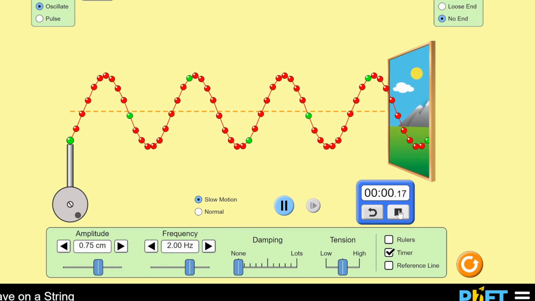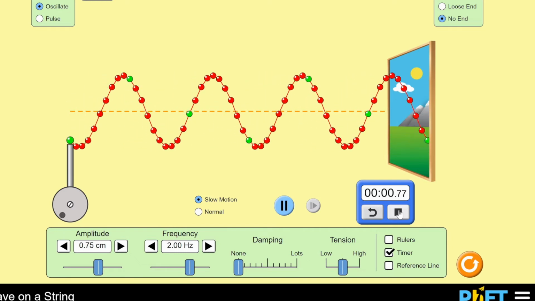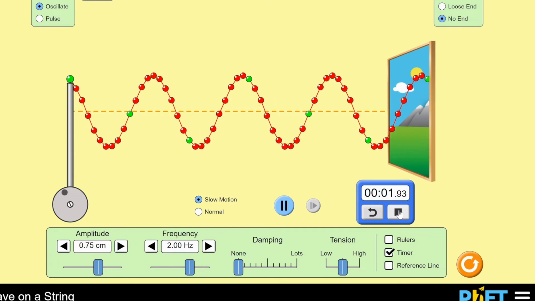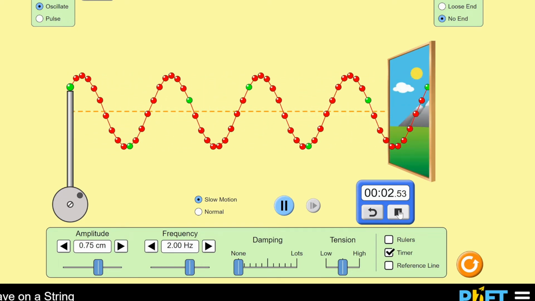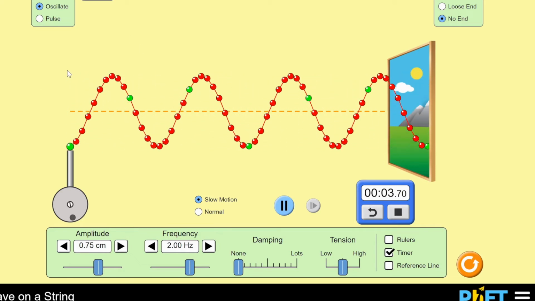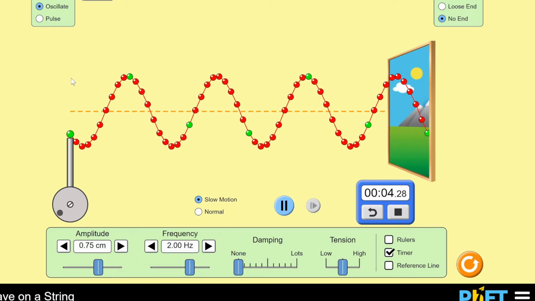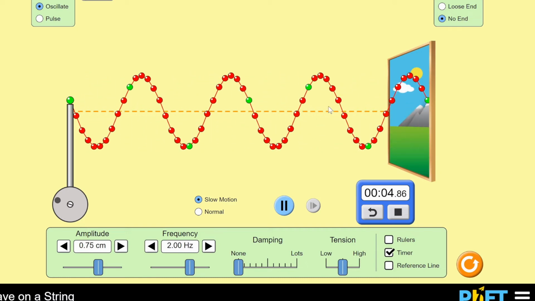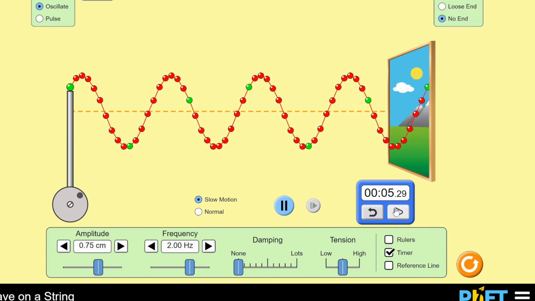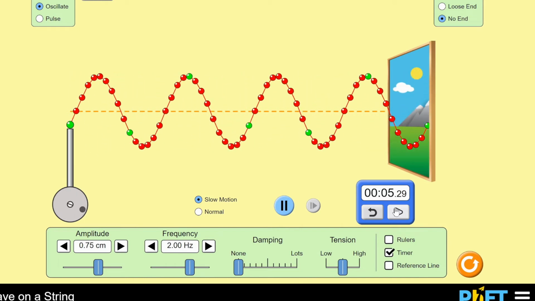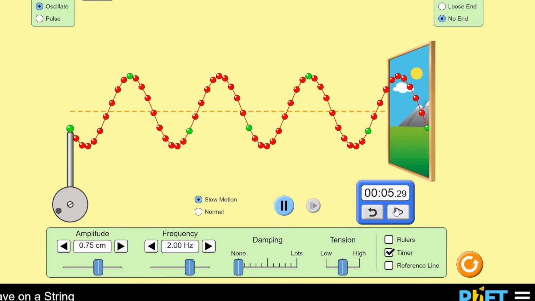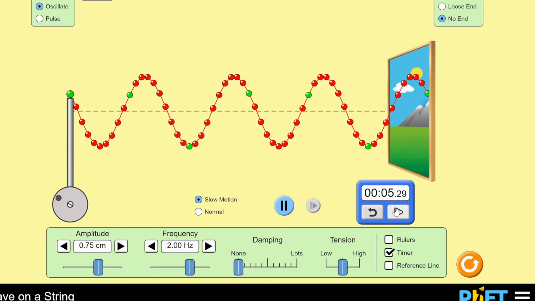So start. 1, 2, 3, 4, 5, 6, 7, 8, 9, and 10. I should have stopped. There, it's a bit slow stopping. It was 5 seconds. So you have 10 cycles in 5 seconds. That means 10 waves are produced.